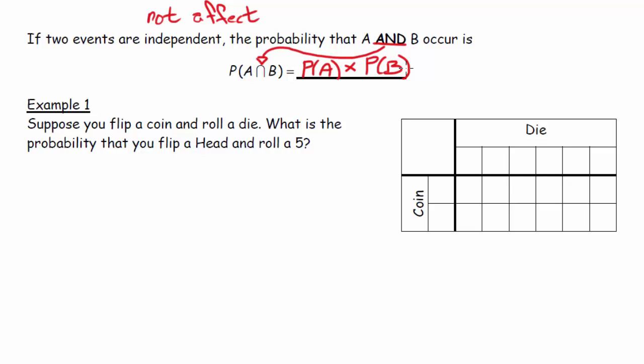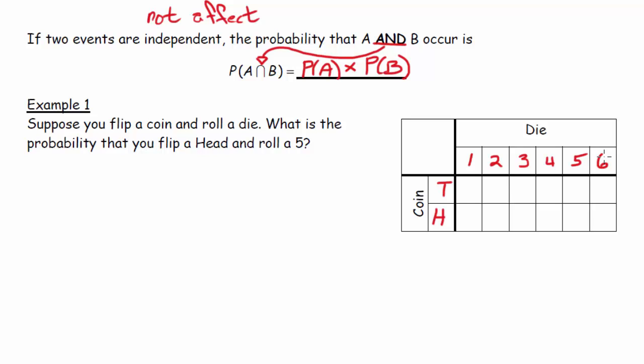So let's look at an example, see if we can make sense of this. We're going to come back to that example that we just said was independent, where we roll a die and flip a coin. If I flip a coin, I have two options, a tails and a head. And if I roll a die, I have six options: 1, 2, 3, 4, 5, or 6.